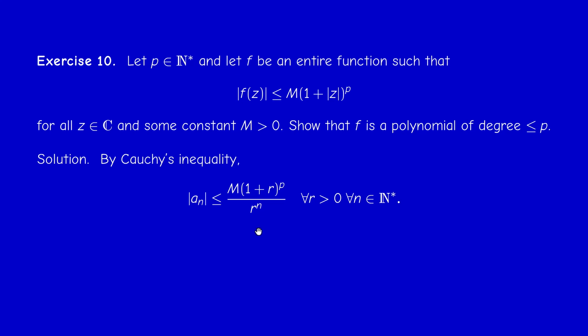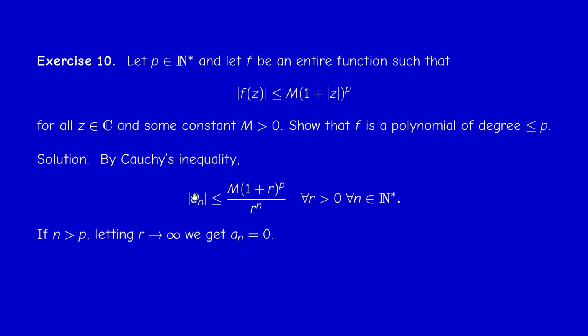Now, the modulus of f on the circle is less than this. So when modulus of z equals r, just replace it by r. So I get a constant, which is not important, times 1 plus r to the power p, over r^n. And now it's easy to conclude, because if n is bigger than p strictly, this tends to 0 when r tends to infinity, because r was arbitrary. And actually, we used such an argument when we proved Liouville's theorem. So when n is bigger than p, this term tends to 0.